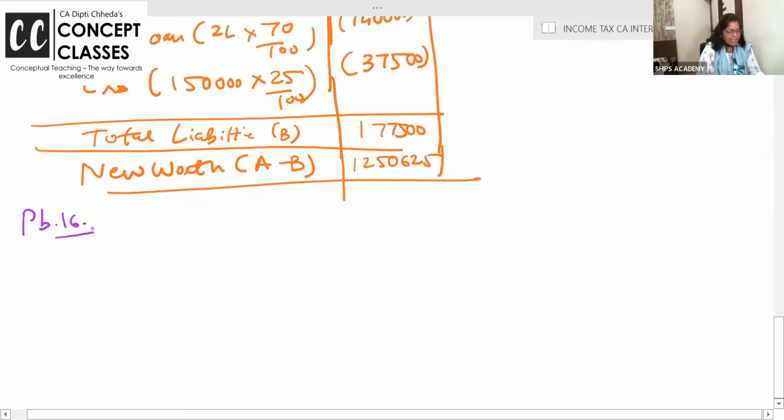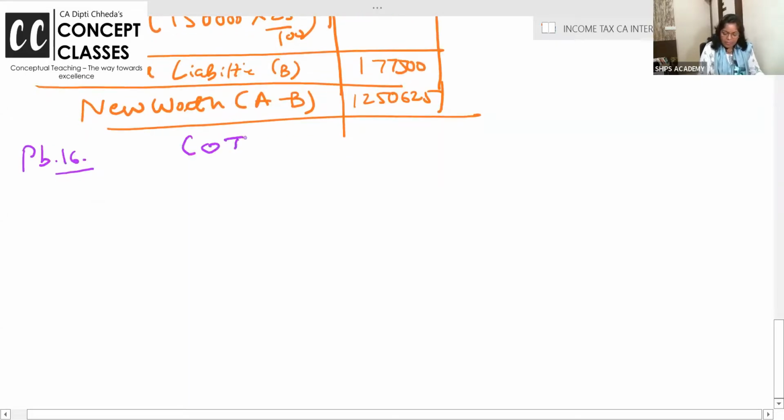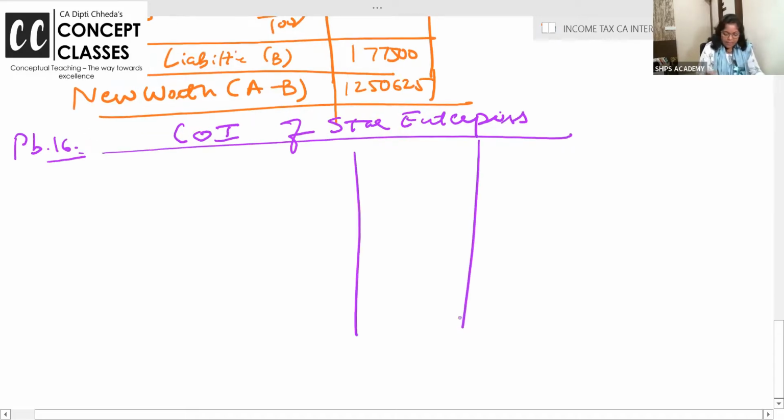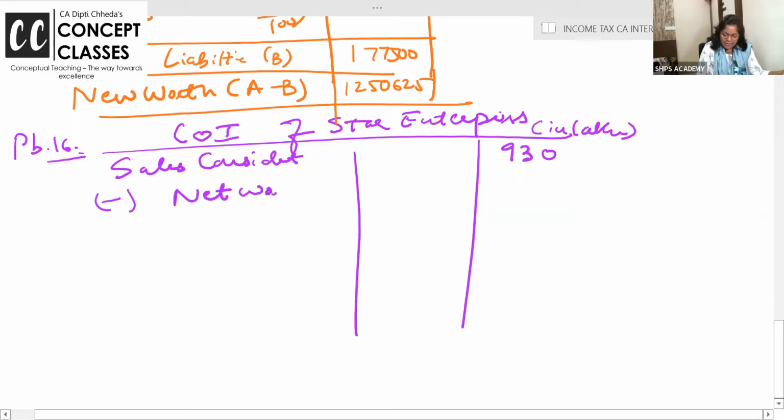Problem number 16. Let us begin. Computation of income of Star Enterprises. Particulars and double columns. So we should start first with the sales consideration. Everything is in lakhs. Please write on top. Everything is in lakhs. 930 lakhs. There are no expenses. So directly I can deduct net worth, which I will always calculate.